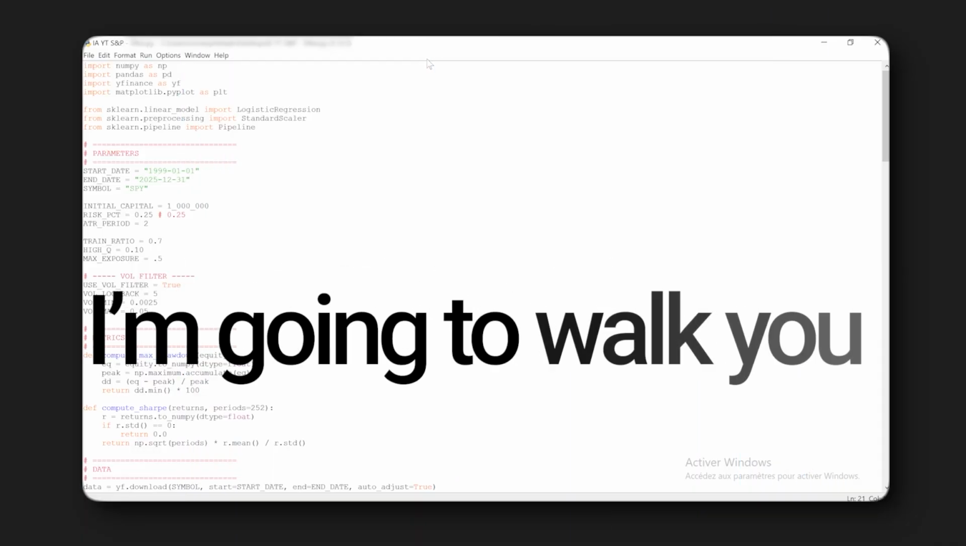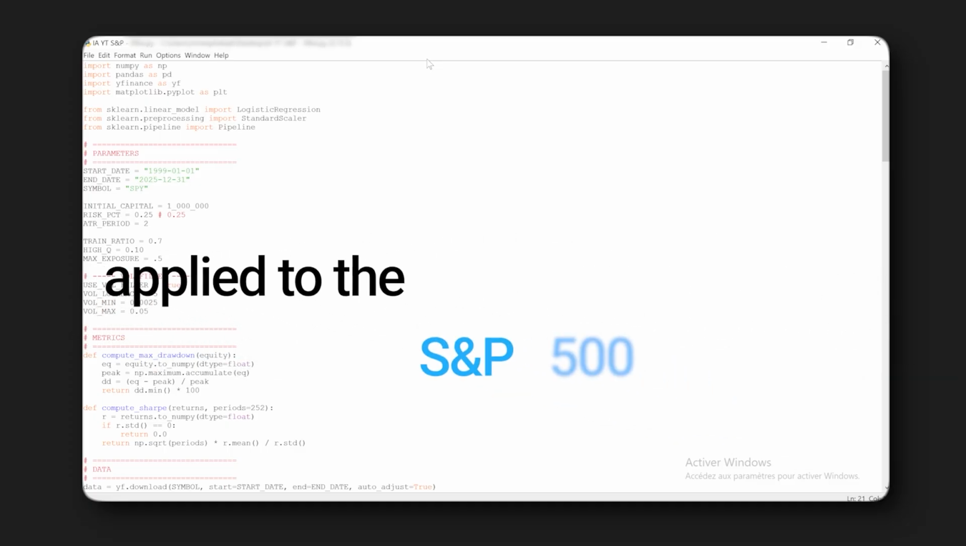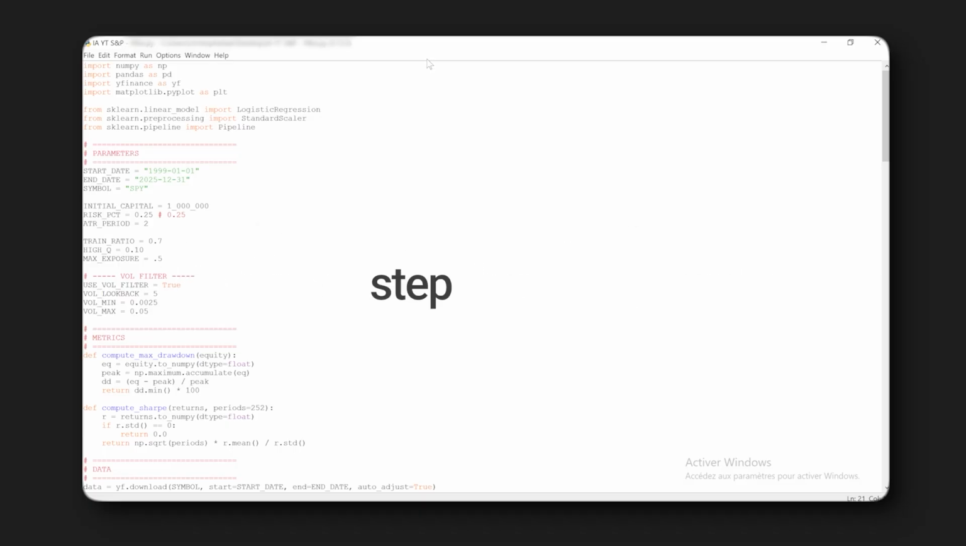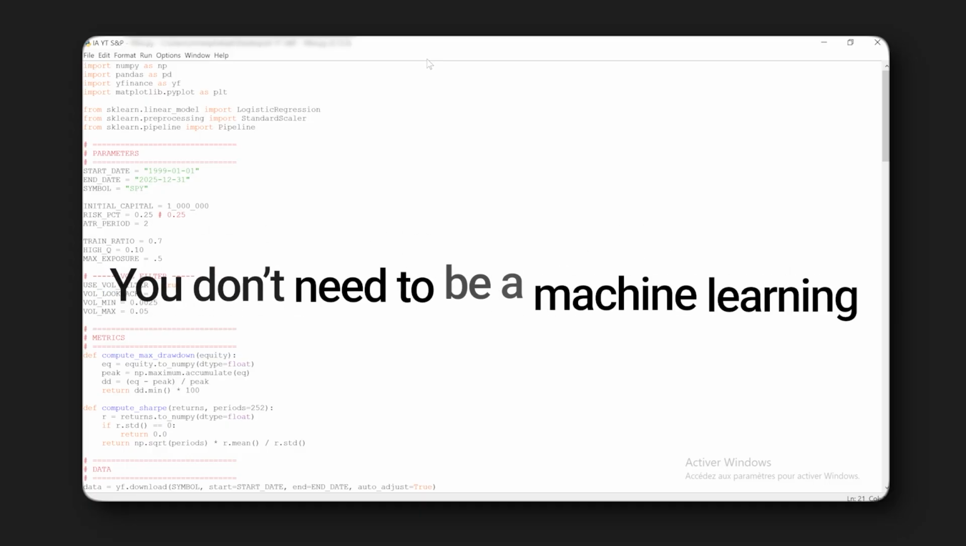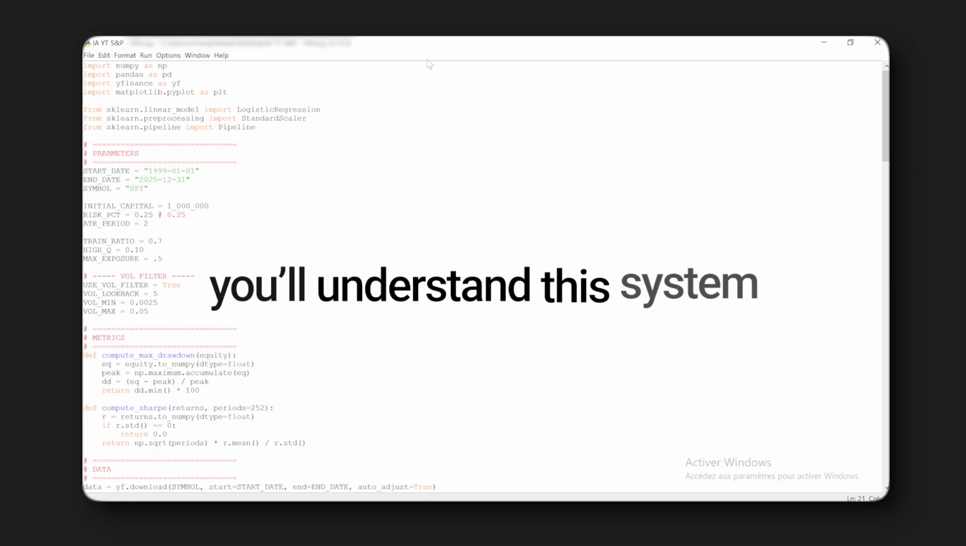In this video, I'm going to walk you through a complete AI-based trading strategy applied to the S&P 500. Not just the performance results, but how the code actually works, step by step. And most importantly, why each design decision was made. You don't need to be a machine learning expert to follow this. If you understand trading and risk, you'll understand this system.